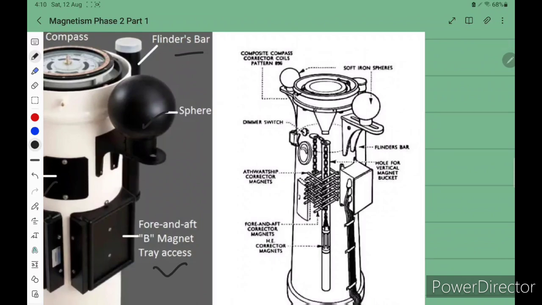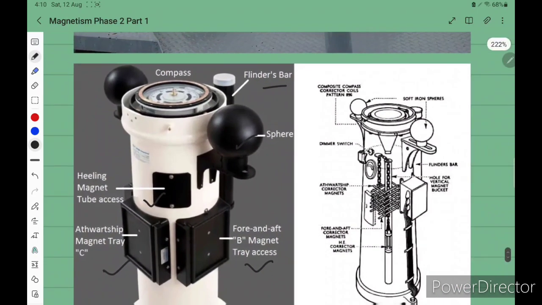So before that, you should understand where all of these are located. Cylinder bars are generally located in the forward and aft direction, but we will see when we are doing IB and IC. The compass soft iron spheres are generally in the athwartship direction, but it will change a little bit. Why? We'll discuss that in the coefficients when we are discussing D and E coefficients. Okay, so let's move on.